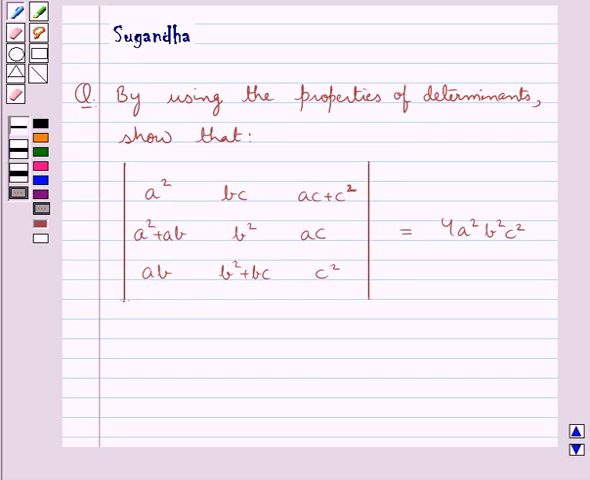In this session, we discuss the following question which says, by using the properties of determinants, show that the determinant with elements a square, bc, ac plus c square, a square plus ab, b square, ac, ab, b square plus bc, c square is equal to 4 a square b square c square. Now we move on to the solution.